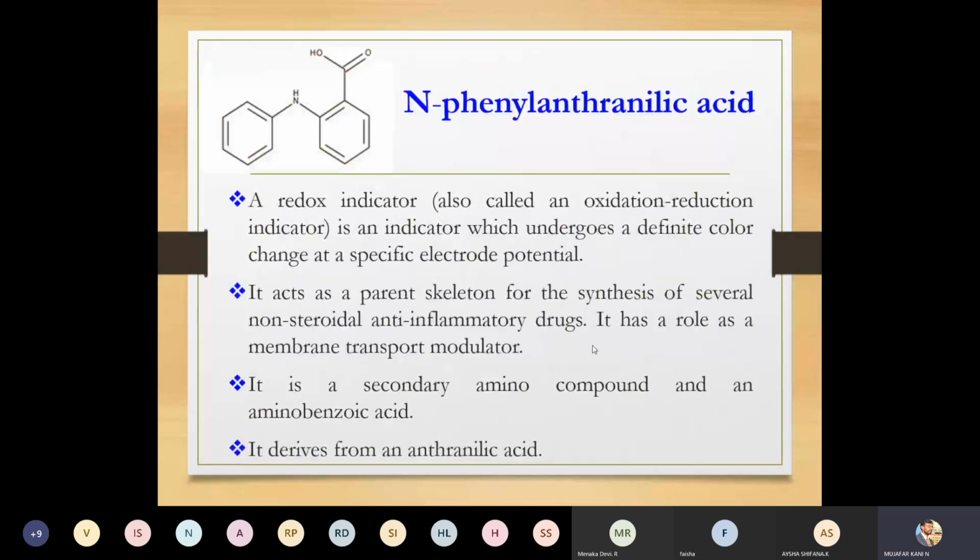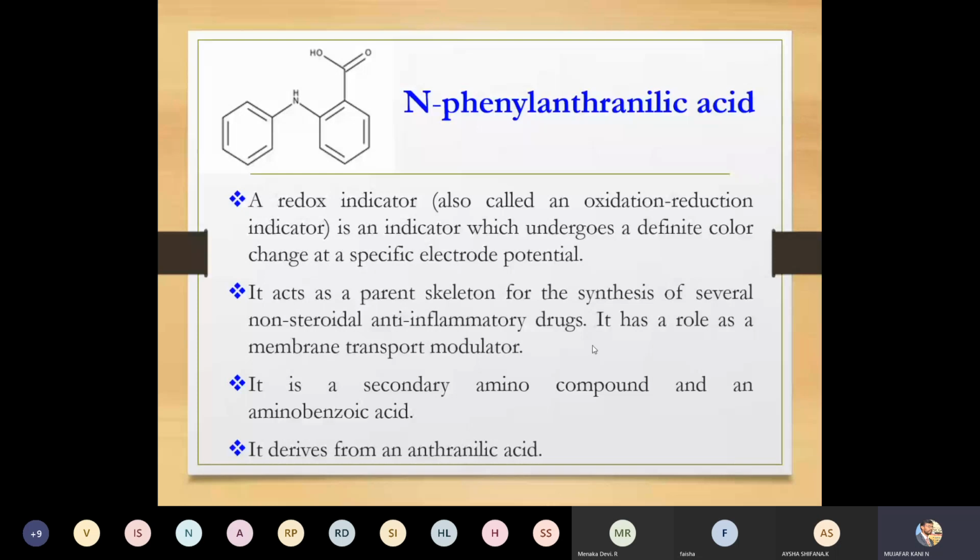The next indicator is N-phenylanthranilic acid. It is a redox indicator. It is involved in a reduction-oxidation process, part of the titration category. It is also called an oxidation-reduction indicator. It is an indicator which undergoes a definite color change at a specific electrode potential.